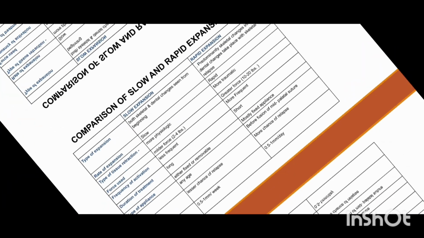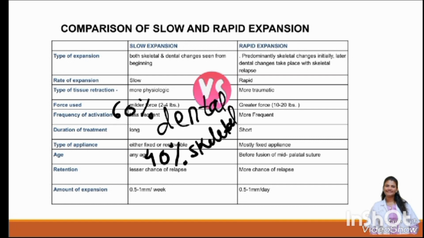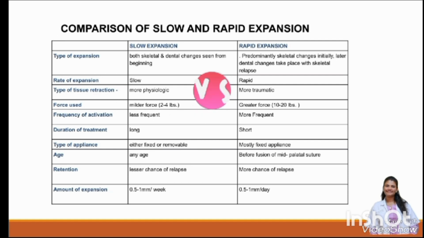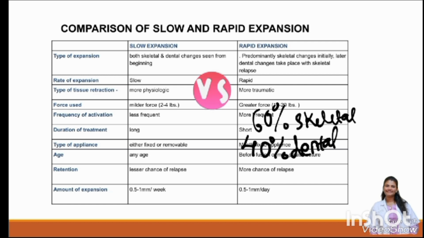Comparison of rapid and slow expansion. There are different points which will create a comparison. First is type of expansion. In slow expansion, there are both skeletal and dental changes from the beginning, with 60% dental changes and 40% skeletal changes. In rapid expansion, predominantly skeletal changes are seen initially, and later dental changes are seen with skeletal relapse. So there are 60% skeletal changes and 40% dental changes.